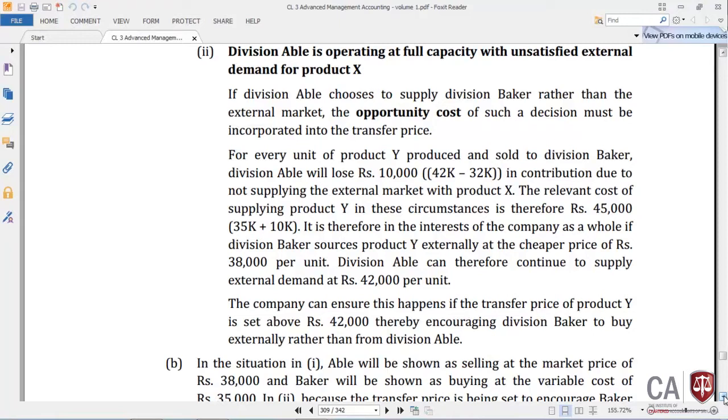It is therefore in the interest of the company as a whole if division B sources product Y externally at a cheaper price of 38,000 per unit, and division A can continue to supply external demand at 42,000. The company can ensure this happens if the transfer price of product Y is set above 42,000, thereby encouraging division B to buy externally rather than from division A. I think you got the meaning.